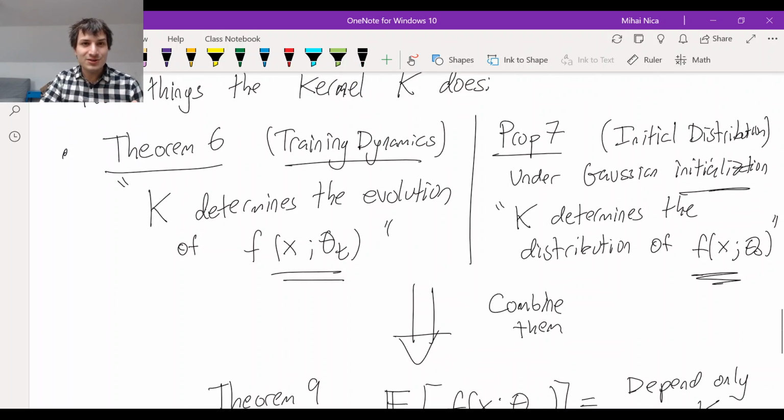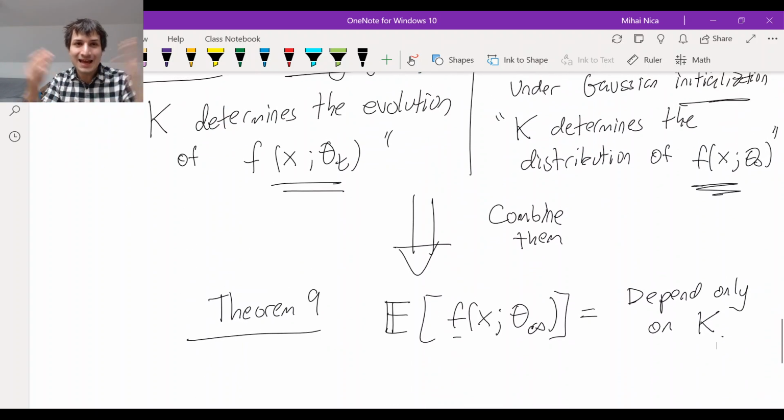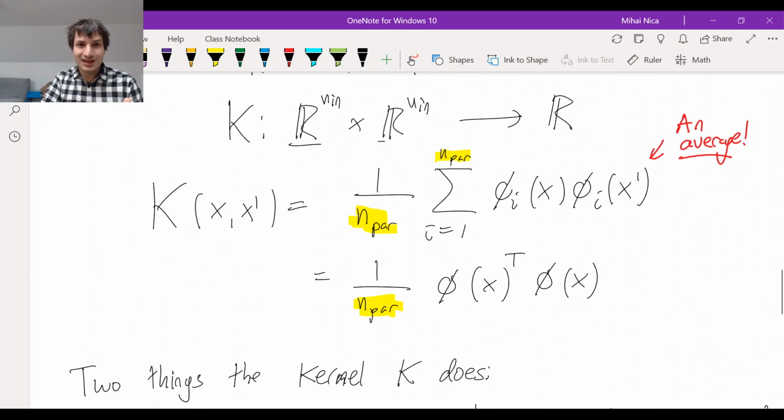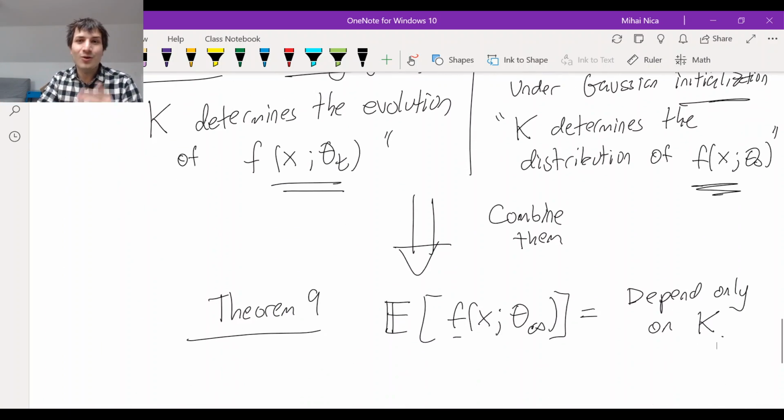Okay, so these are the things that K does. It does the training dynamics, and it tells you about the initial distribution. If you combine them, you know exactly what the model does. So that's what I mean when I say that this kernel K drives the whole bus. It does everything. It's the training dynamics, it's the initial distribution, and you can know everything you want to know about the model using K.